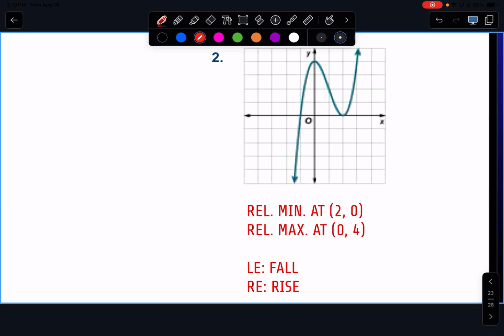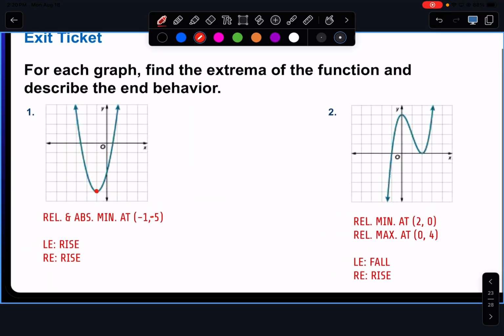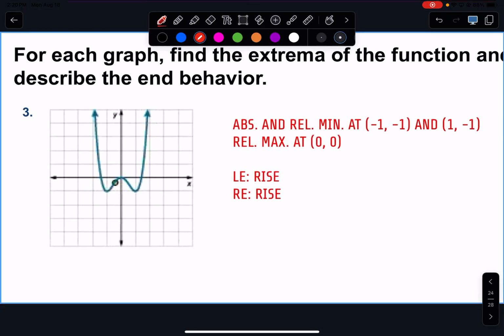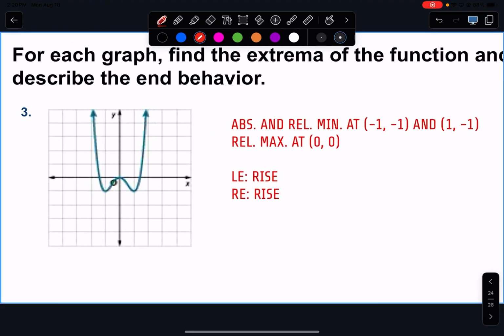We have a relative minimum and a relative maximum. But again, no absolutes because it just keeps going. Any questions on those two? Okay, that third one, looking like the W. Okay, we do have some absolutes here. We have an absolute and relative. They would be both at -1, -1, and then also at 1, -1. And then we have a relative maximum at 0, 0.